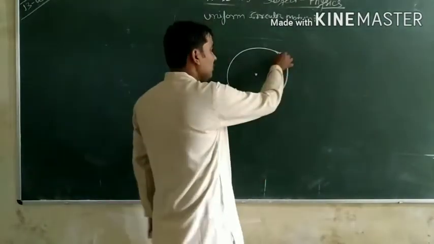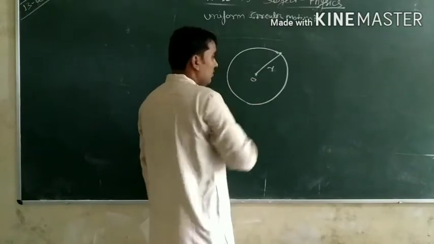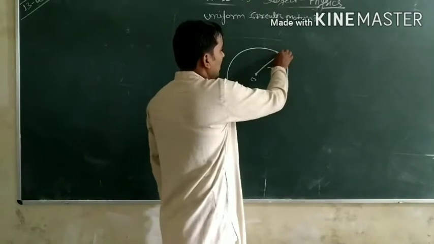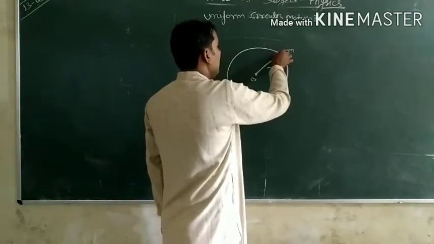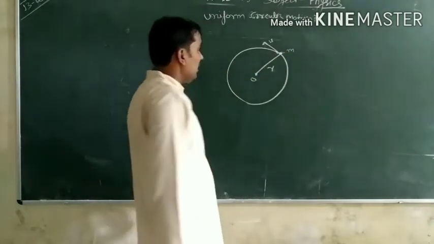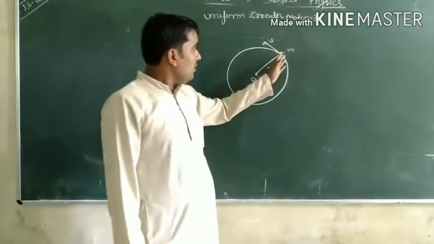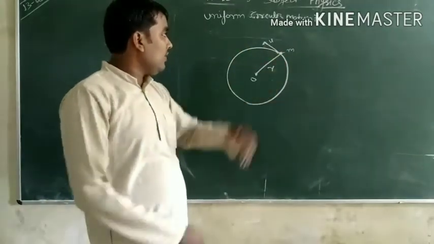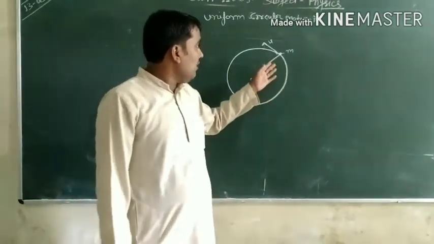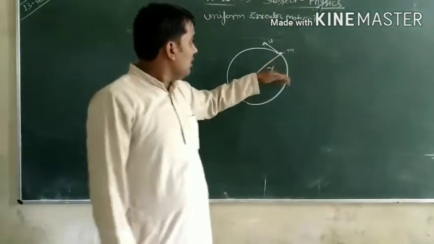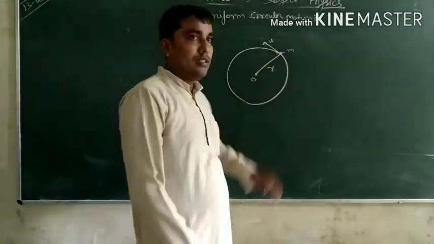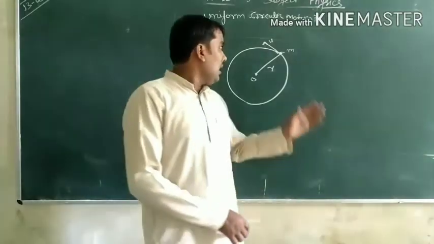The radius of the circular path is r and the center of this circular path is O. An object is moving with uniform velocity v on the circular path. When a moving object moves on a circular path with uniform velocity, the time in which the moving object completes one round of the circular path is called the time period.